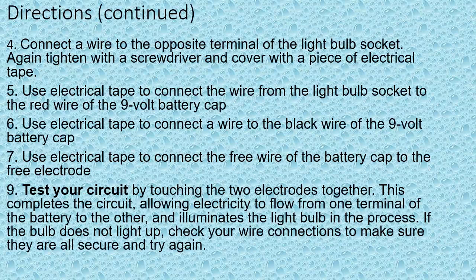And as you can see, we're going to test the electrical circuit by touching the two electrodes together. Once that completes the circuit, the electricity is going to flow from one terminal of the battery to the other. The terminals are simply the bump on a battery at the top and the flat part at the bottom, or on the 9-volt battery they look slightly different, and on the side of the battery you should be able to see the positive and the negative sign.